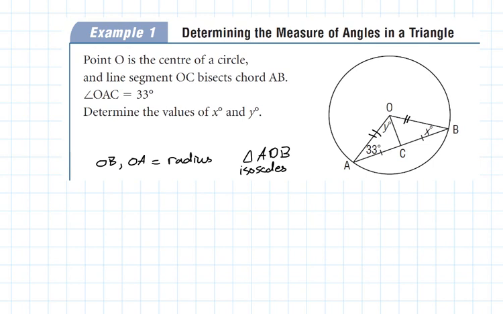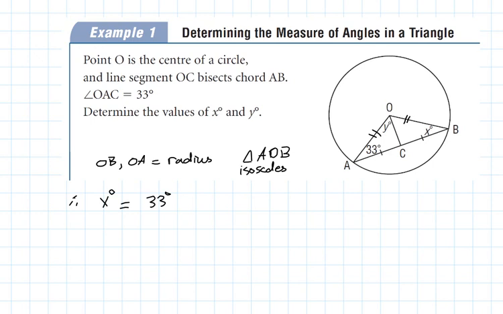So if that is the case, what do we know about isosceles triangles? They have the opposite angles equal. So angle 33 and angle X are going to be the same. We can say therefore X equals 33 degrees, because this is an isosceles triangle. So we solved the X problem. So now what we're looking for is Y.